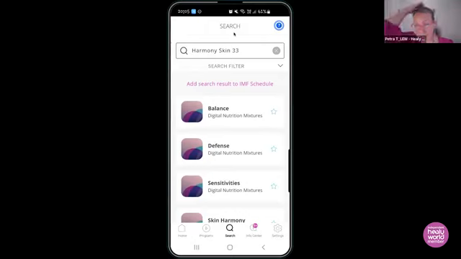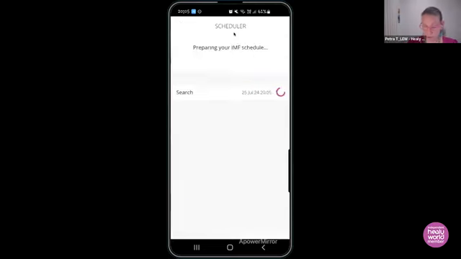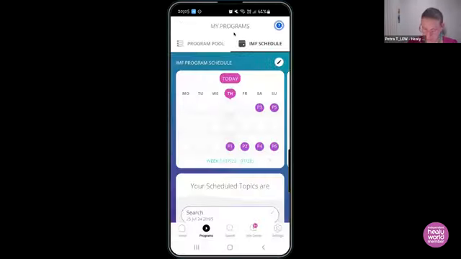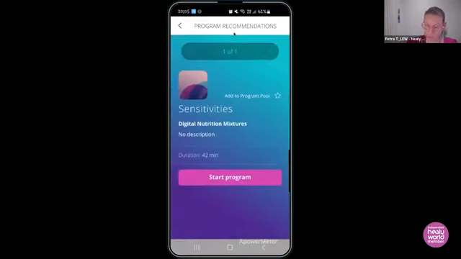So if you would like to focus on the skin for 3 months, you literally put this into the IMF schedule, get the IMF schedule, and pop it into your calendar. So it will give you calendar options. If you want to change the times when you actually apply the program, it will give you a program of the digital nutrition. Oh my goodness. And you can start a program from here. It will go directly into your Pink app.